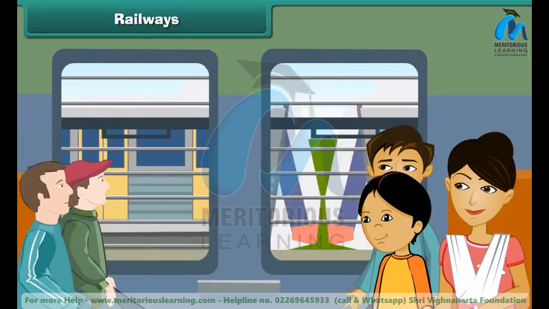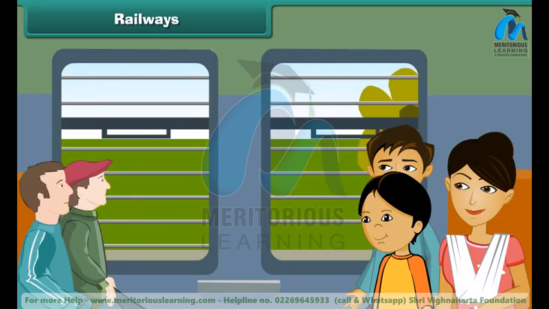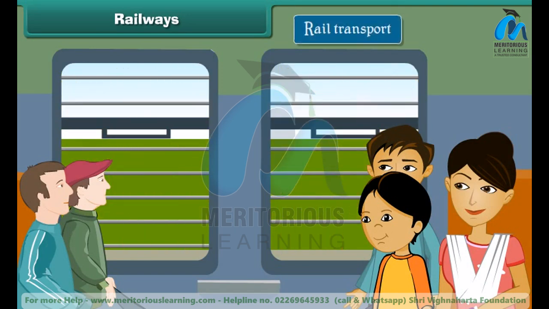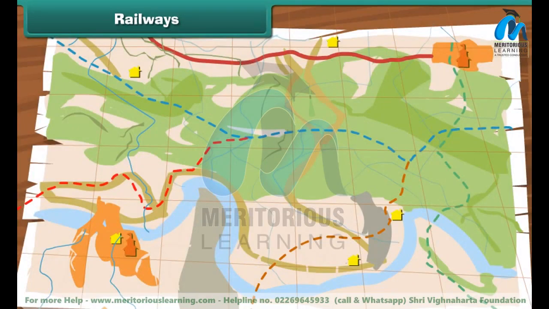Railways. Transportation of goods and passengers on rail lines through trains is known as rail transport. The ways or paths on which trains move are called the railways.